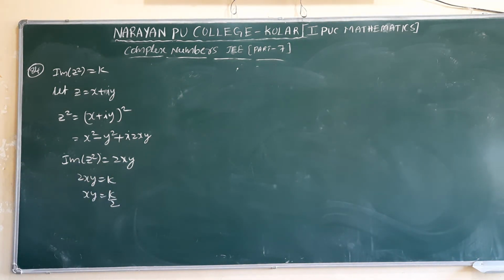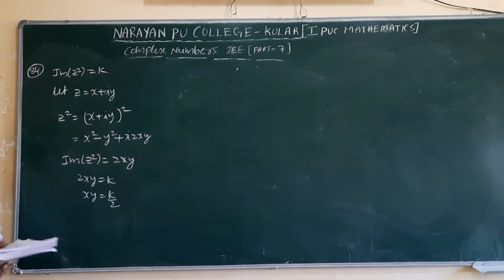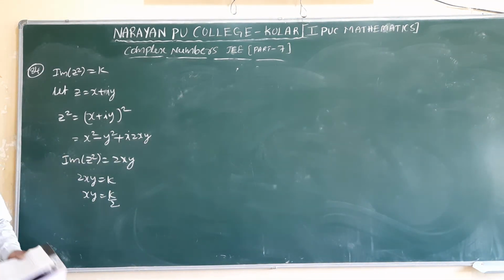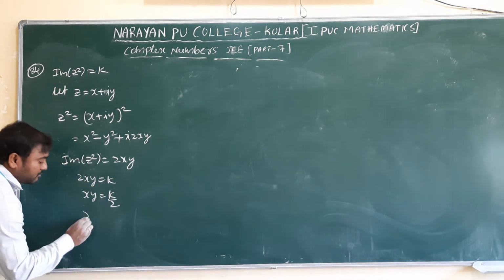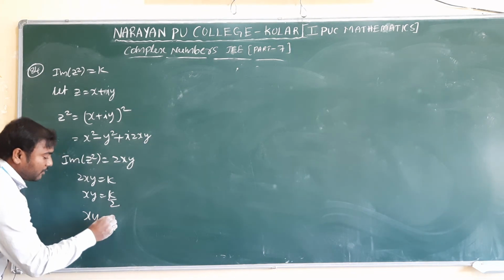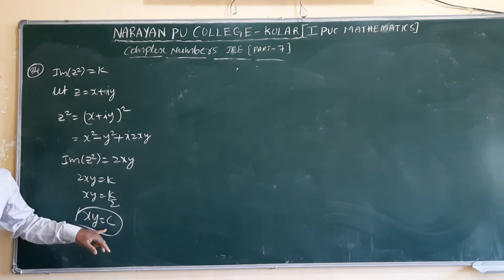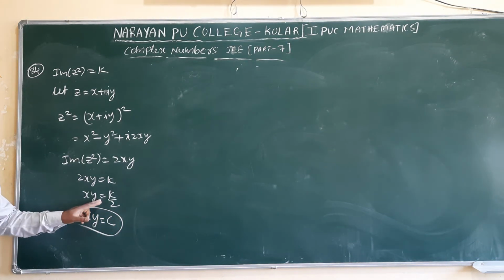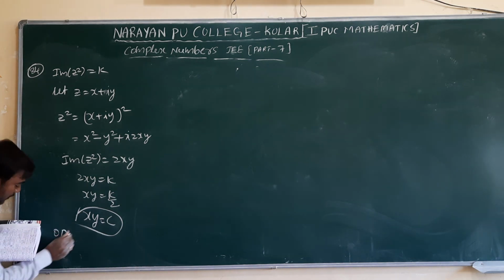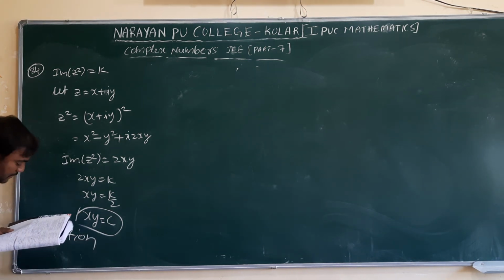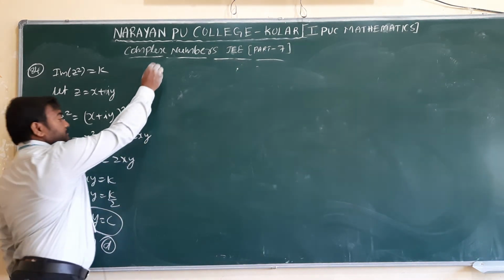The k by 2 is a constant, so it is a hyperbola. So it is a rectangular hyperbola. Later we will discuss the concept of the hyperbola. So it is of the form xy is equal to c, xy is equal to a constant. It is a rectangular hyperbola. Then the equation is a hyperbola. Here option D is the correct option. Next question.